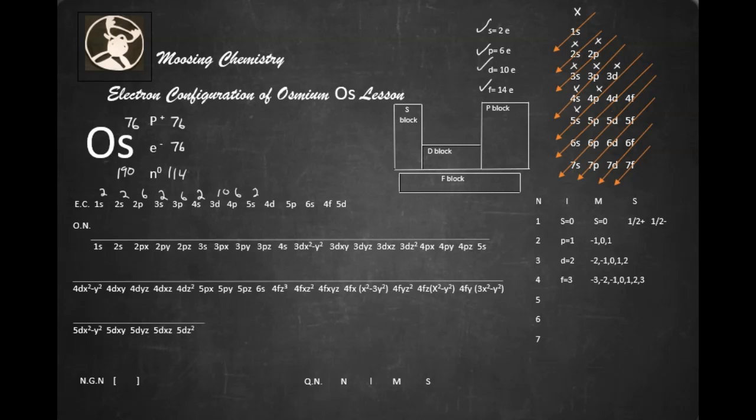5s2, 4d10, 5p6, 6s2, 4f14, and last but not least, 5d6. Okay, so the electron configuration is done.